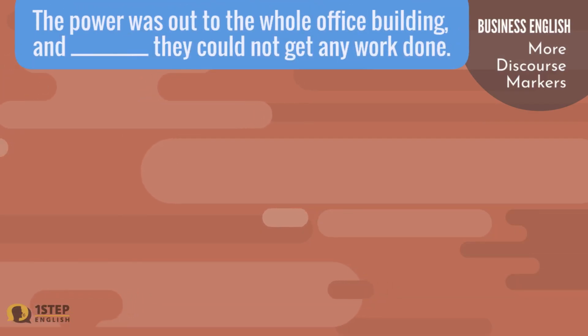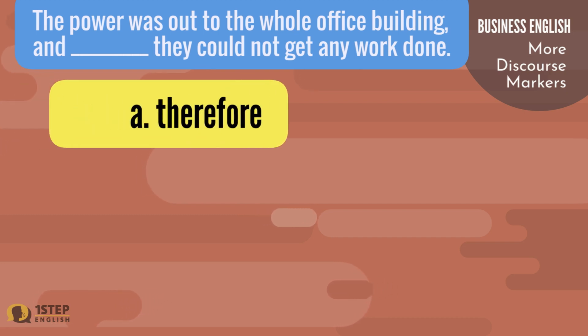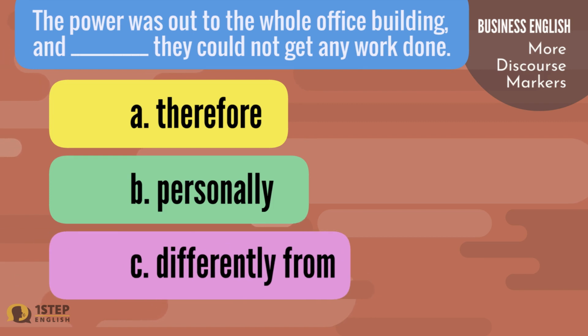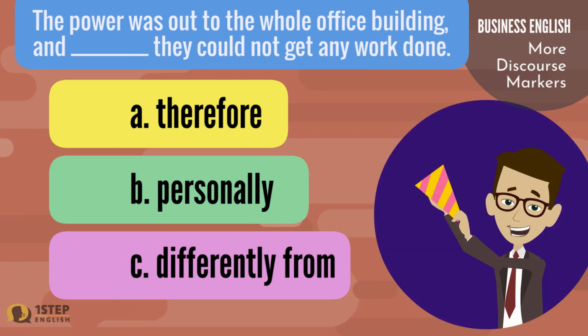The power was out to the whole office building, and they could not get any work done. Letter A, therefore. Letter B, personally. Letter C, differently from. The correct answer is letter A. Therefore. The power was out to the whole office building, and therefore they could not get any work done.